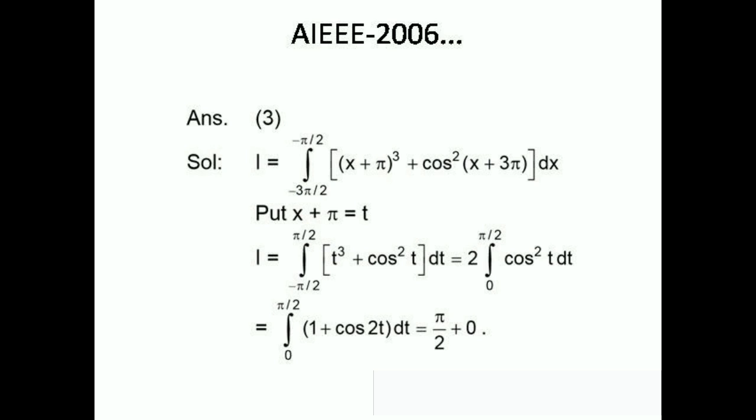Let's do that. Here is my equation. I is equal to integral from minus 3 pi by 2 to minus pi by 2 of (x plus pi) whole cube plus cos square of (x plus 3 pi) dx.